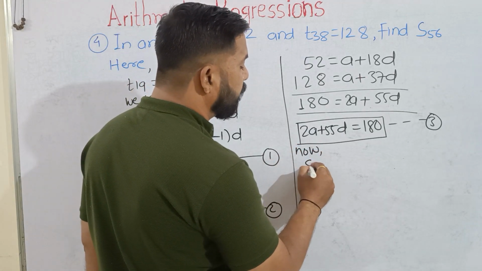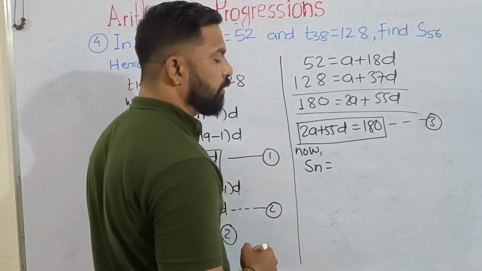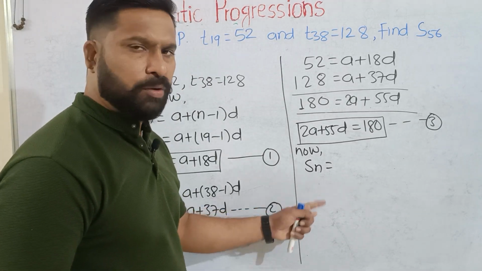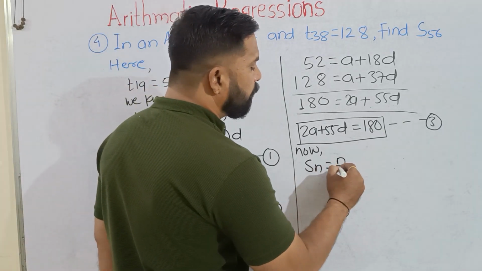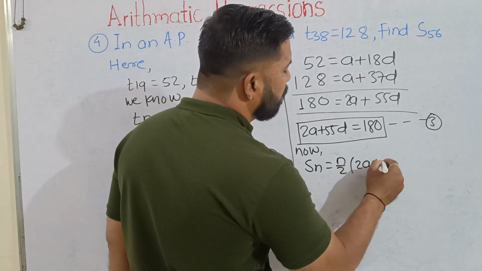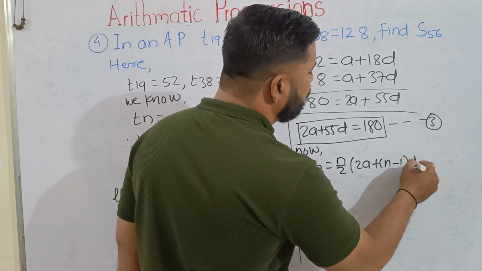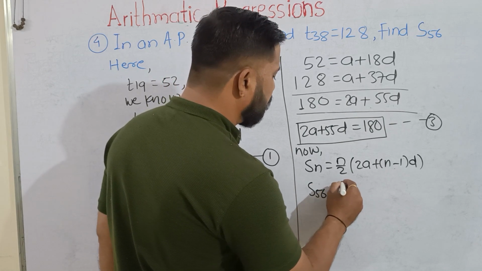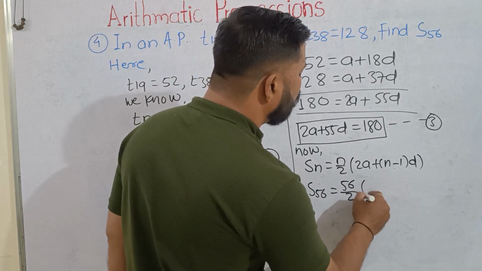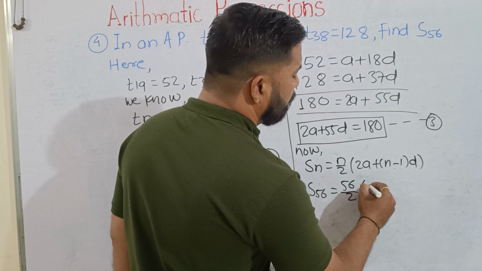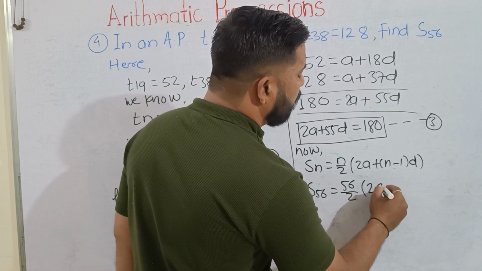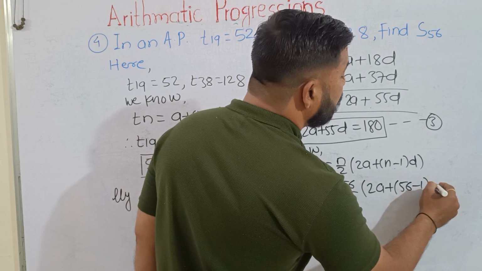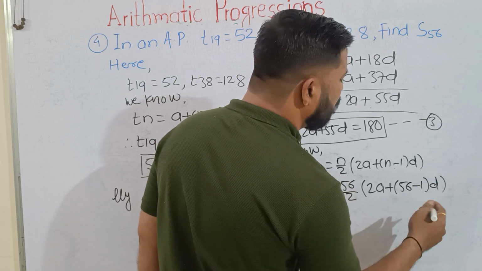Now what do we want to find? S56. With the help of which formula can we find it? The Sn formula. What is it? n by 2 into 2a plus n minus 1 into d. What is S56? 56 by 2 into 2a as it is, plus 56 minus 1 into d as it is. We don't have any value.